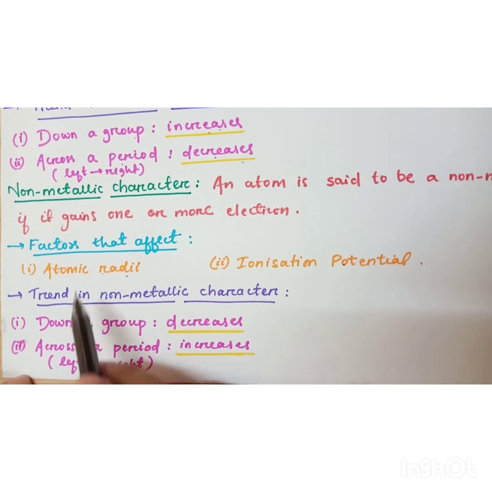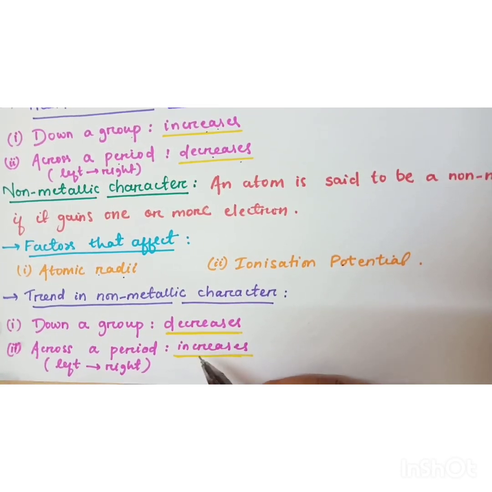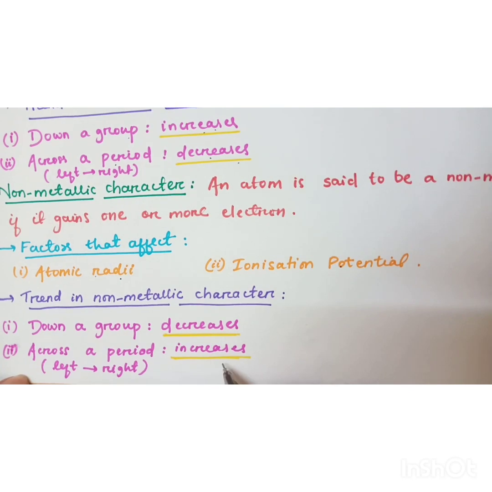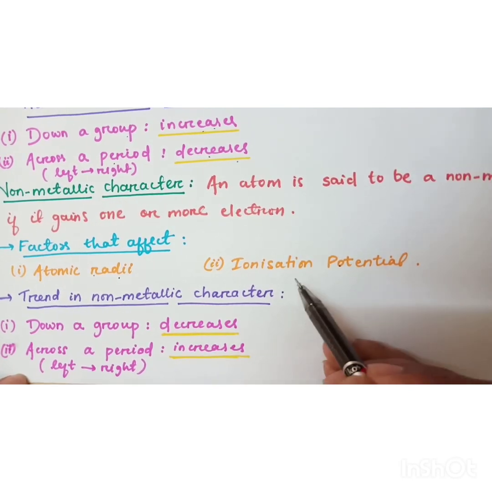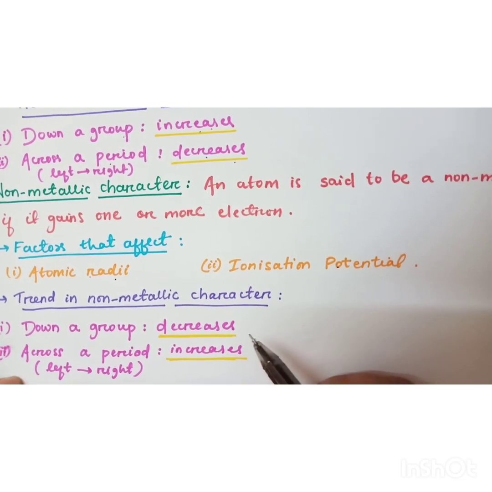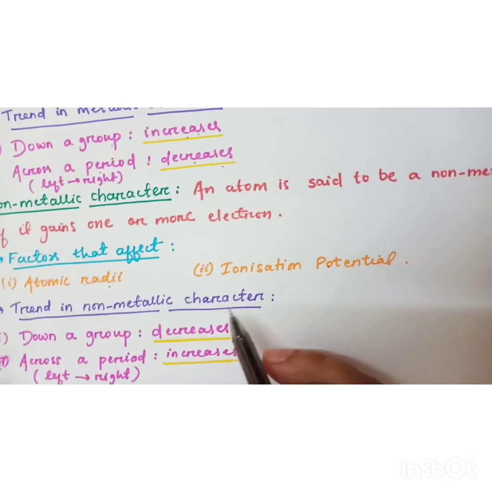As atomic size increases, the tendency to gain electrons decreases. Therefore, non-metallic character decreases. Now come to across a period. Across a period, non-metallic character increases. Why? As nuclear charge increases, the greater the nuclear charge, the greater the tendency to gain electrons. Therefore, non-metallic character increases. So these are the characters.